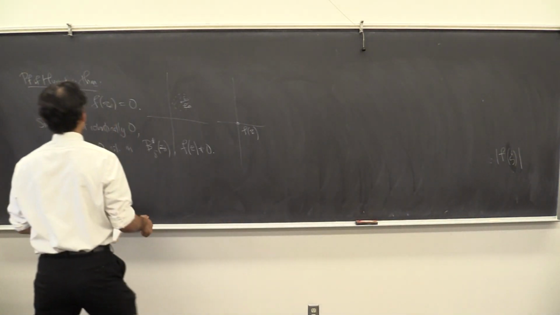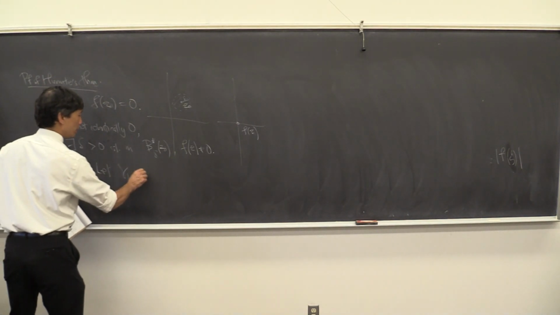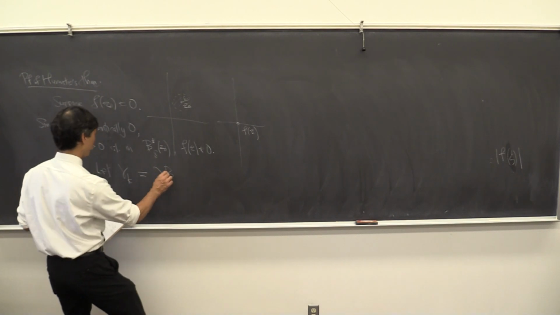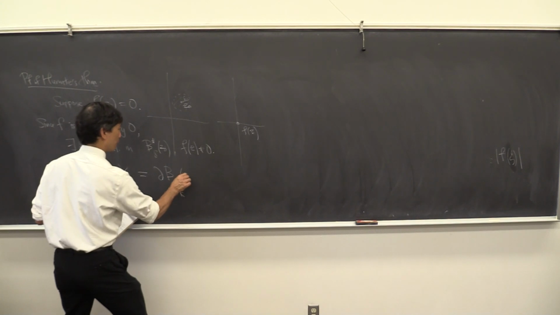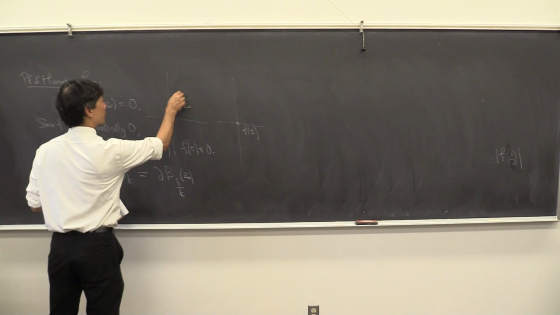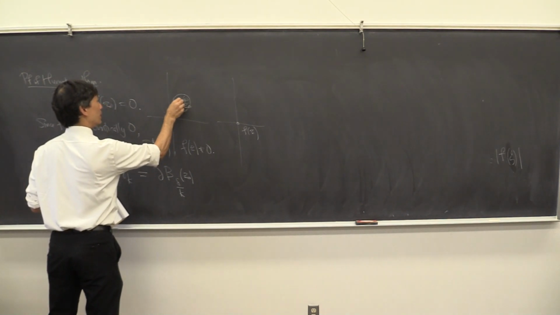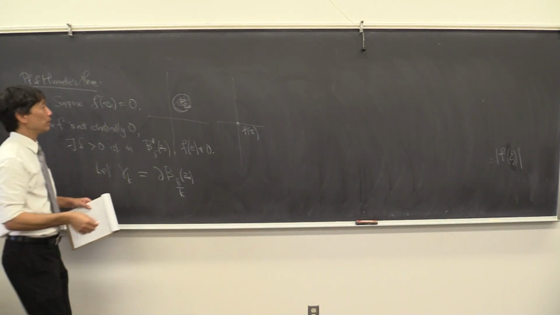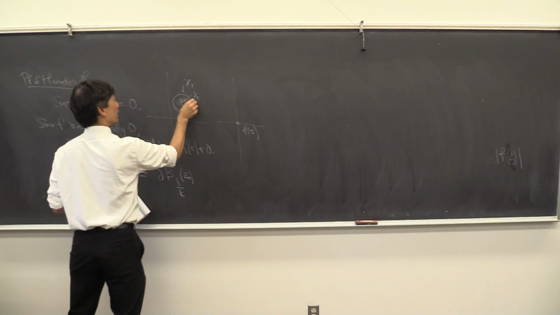Okay, so let gamma sub k be the boundary of the disk of radius delta over k. So we're just going to take the boundary of the whole disk, the boundary of the half disk, the boundary of the third of the disk, and so on and so forth. Those are going to be the gammas: gamma 1, gamma 2, etc.